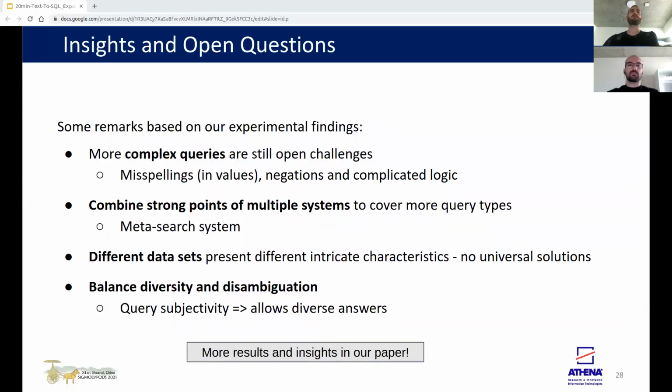Finally, through our experiments, we conclude that complex queries containing misspellings, negations, and complicated logic still remain an open challenge. Additionally, we saw that our systems cover different query types, so one could combine them to benefit from their strong points. Also, there are no universal solutions because different datasets present different intricate characteristics. And lastly, we need the right balance between diversity and disambiguation, given the fact that query subjectivity allows for diverse answers. More results and insights are in our paper.